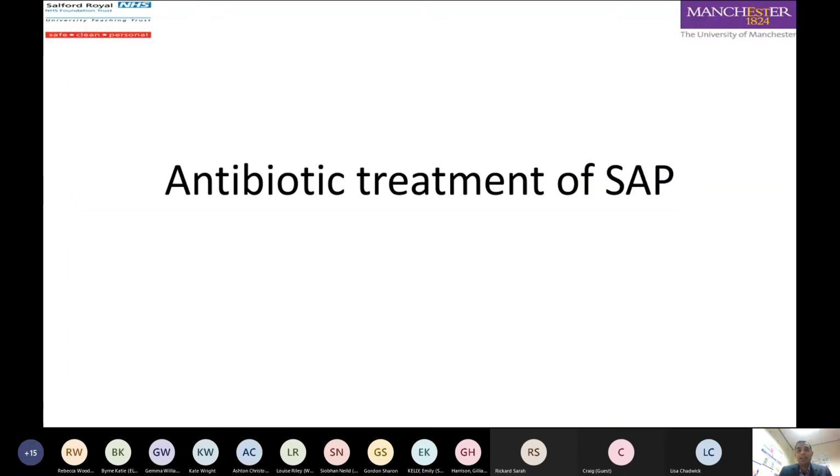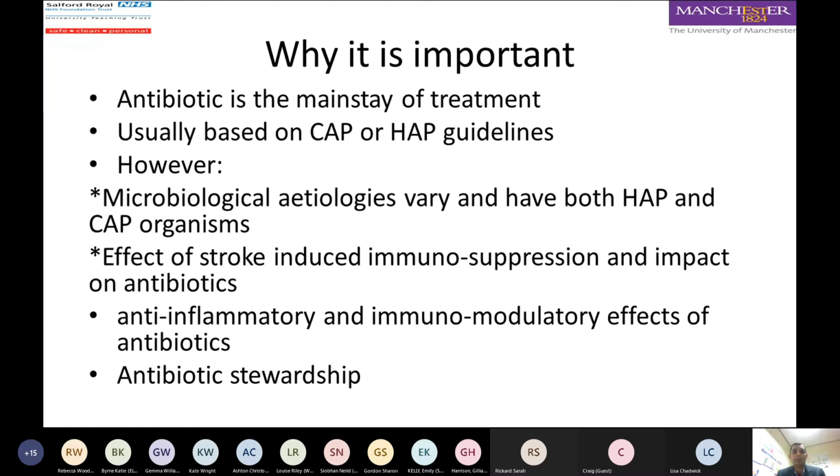So coming to the antibiotic treatment of SAP and why it is important. Of course, antibiotic is a mainstay of treatment, and as you're all probably aware, when we start antibiotic treatment, it's usually based on the local CAP or HAP guidelines. And as I've already described, the microbiological etiologies, the bugs which we find in our group of patients, vary, and they've got both HAP and CAP organisms.